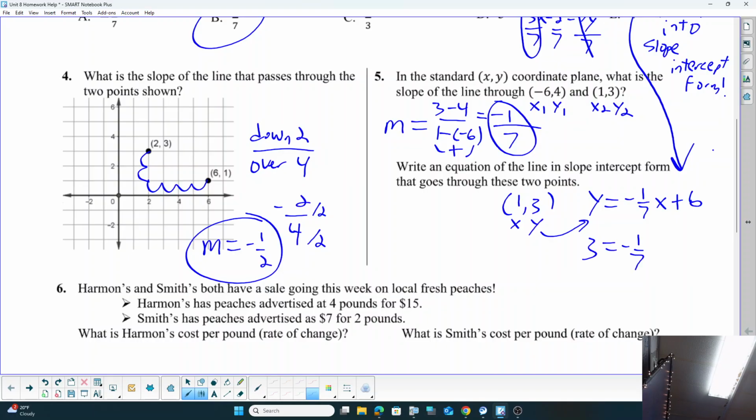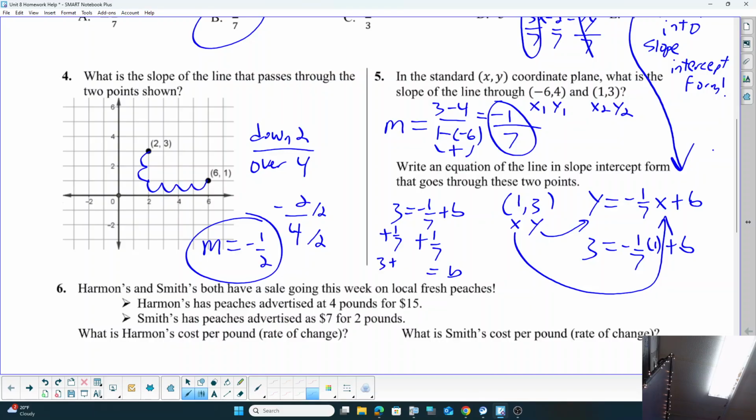We have our slope. And then x is going to be 1 plus b. And so that's 3 is equal to negative 1/7 plus b. And so we're going to add 1/7 to the other side. So what is 3 plus 1/7? I do not know that, but we can work it out. So b is equal to 3 plus 1/7.